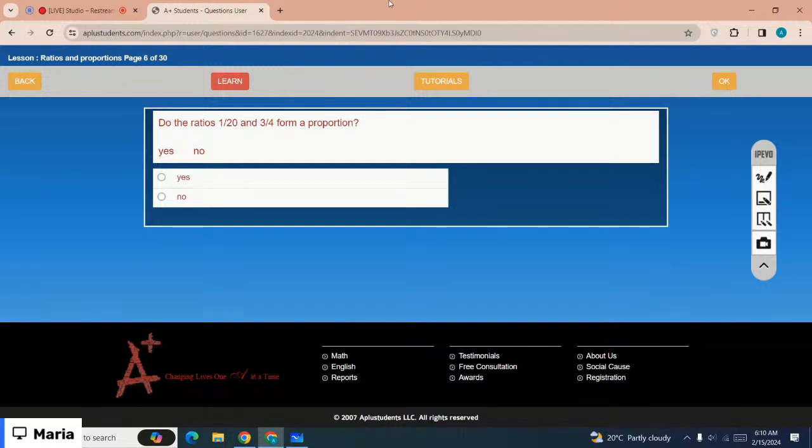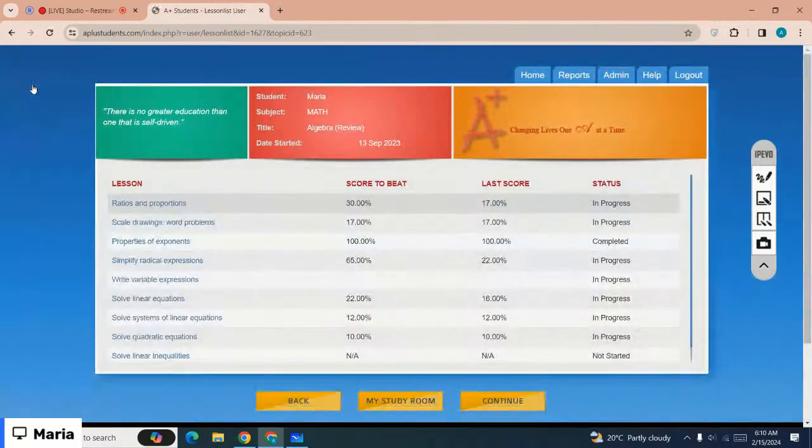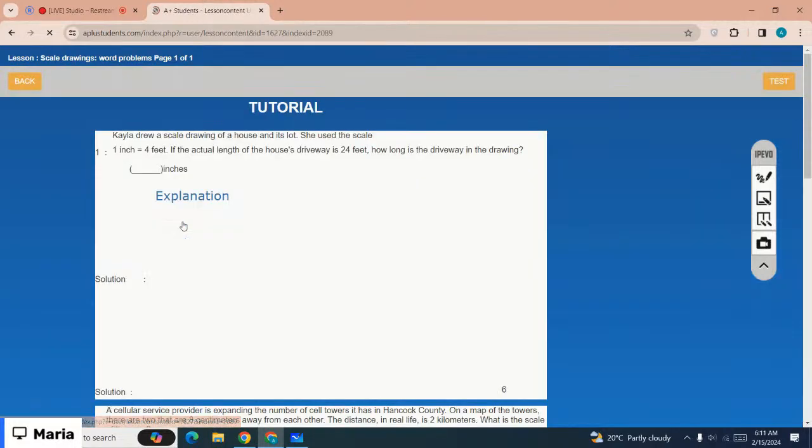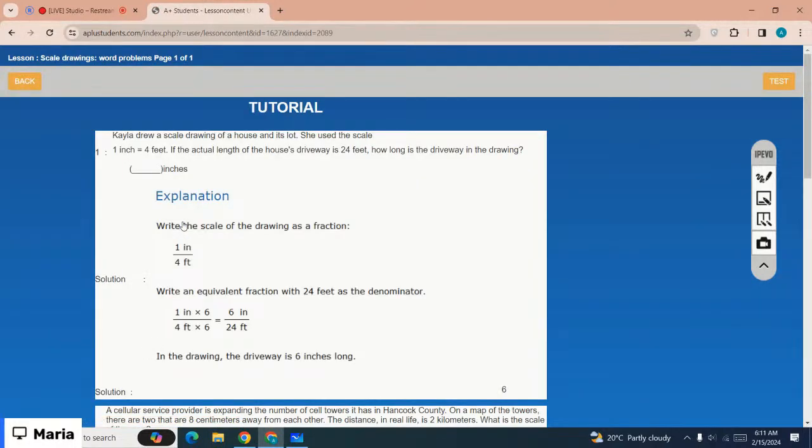And the next lesson is scale drawings, word problems. Let's start with the next lesson. Okay, the first example is: Kayla drew a scale drawing of a house and its lot. She used the scale 1 inch equals 4 feet. If the actual length of the house driveway is 24 feet, how long is the driveway in the drawing?